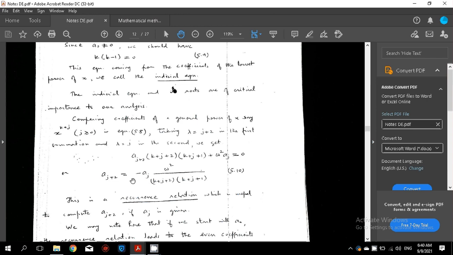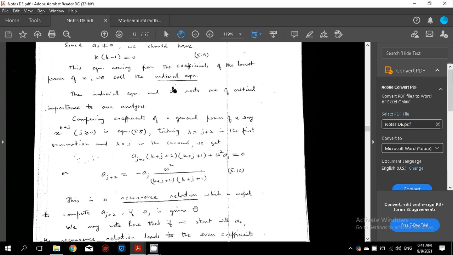Supposing you know a naught corresponding to j equal to 0, it means you can find a2 by putting j equal to 0 in this expression. And if you find a2, you can move on to a4, and by recurring this equation you can find all the even coefficients. So that's why we call it the recurrence relation, which is useful.